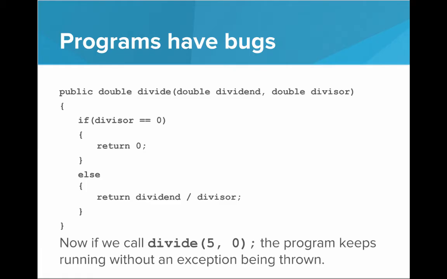If we check first that if the divisor is 0, return 0, otherwise we can go ahead and divide. Now our program will keep running. Even if we call divide 0, there's no exception being thrown because we don't try to divide by 0. We've debugged our program.